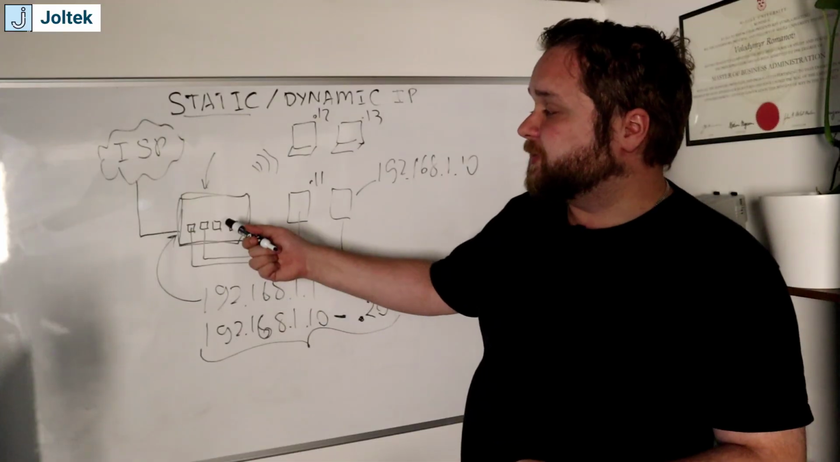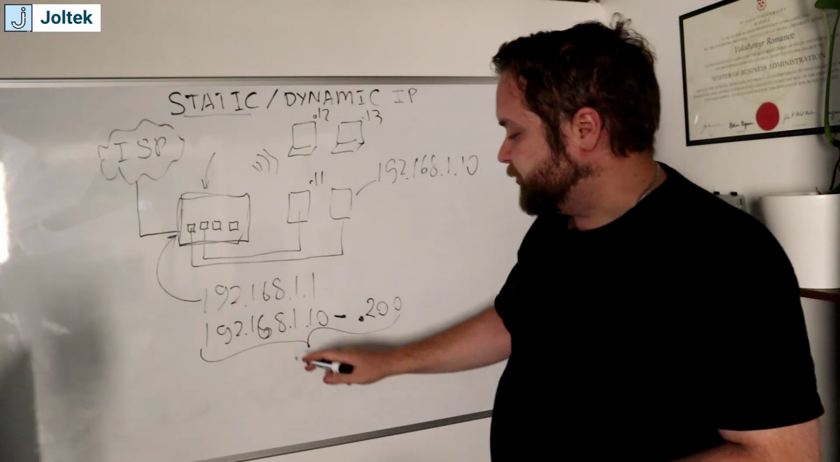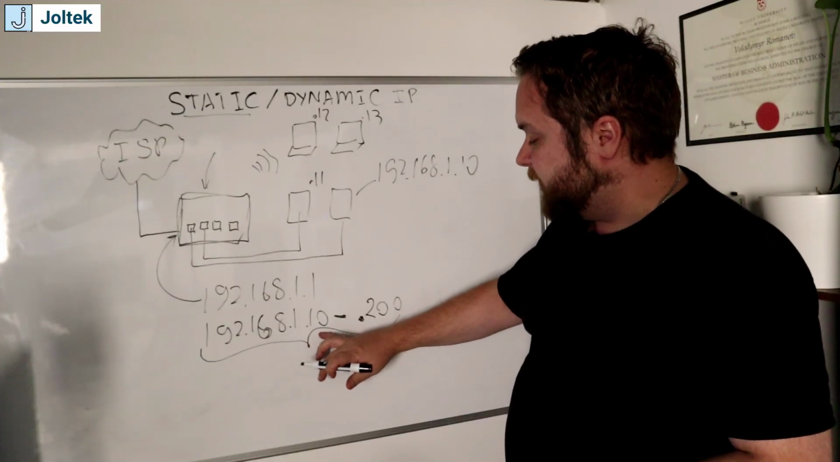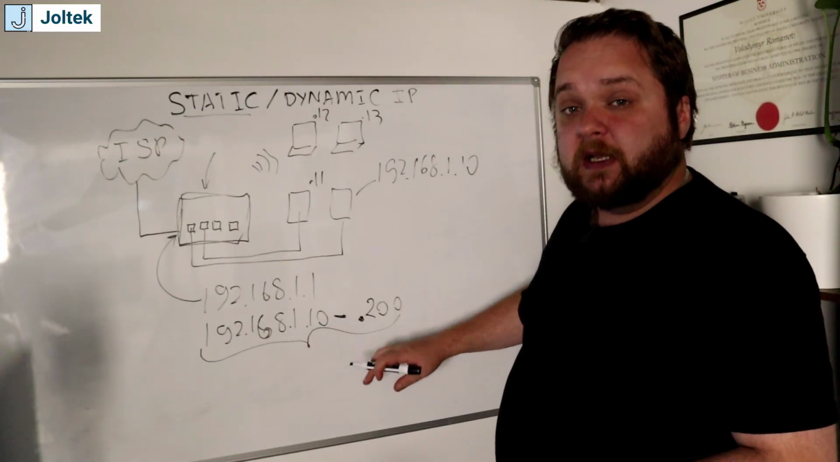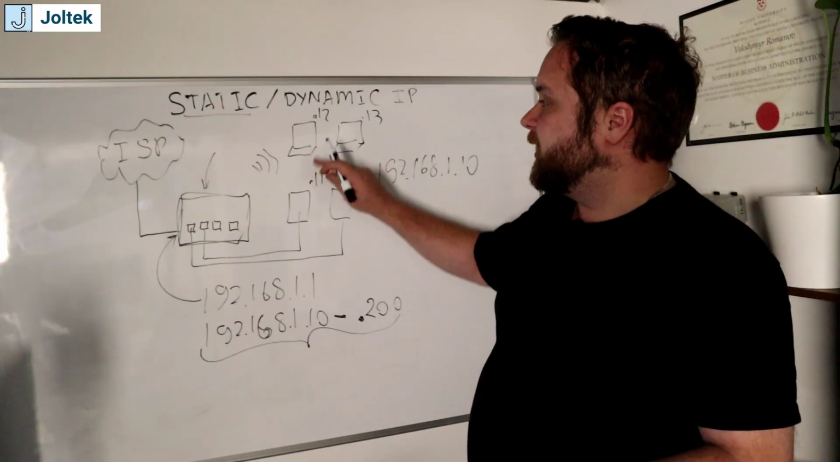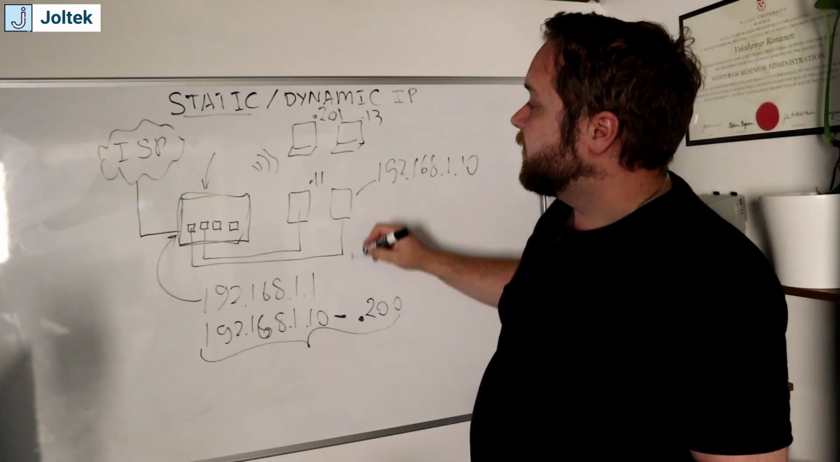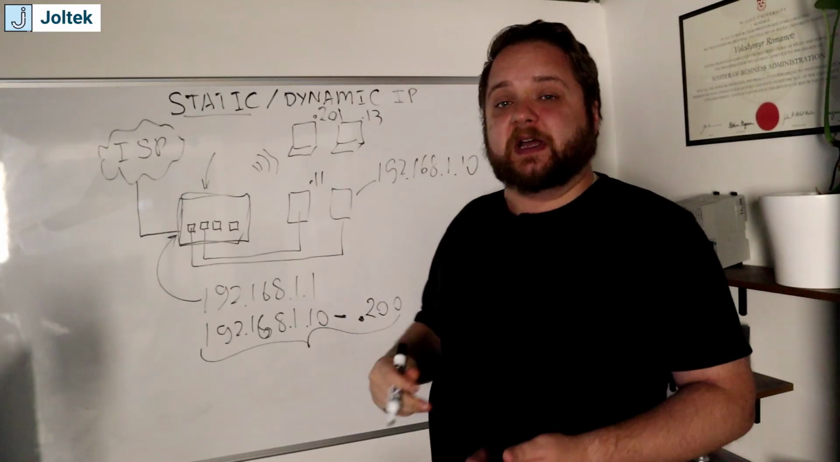You can also, in most cases, set the IP addresses to be static, right? So in this case, our pool is .10 all the way to 200. So it is possible to create a pool of static IP addresses where you would assign, for example, this laptop, if you configure it to be 201, it's going to always be that specific address.